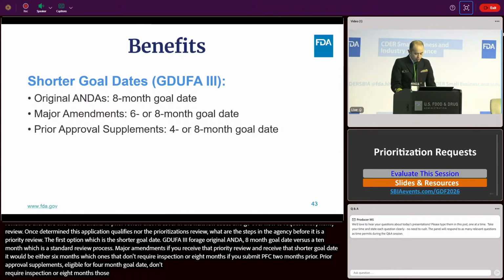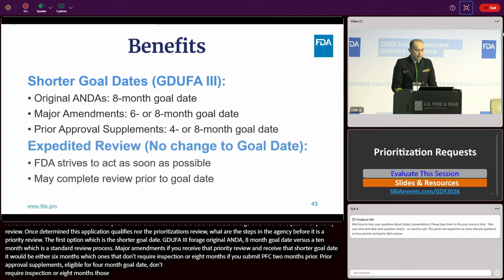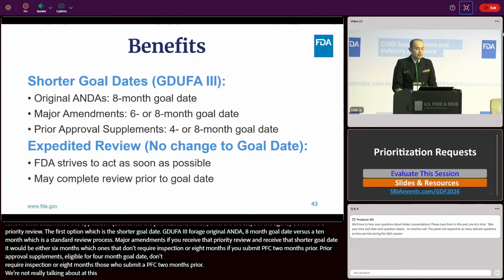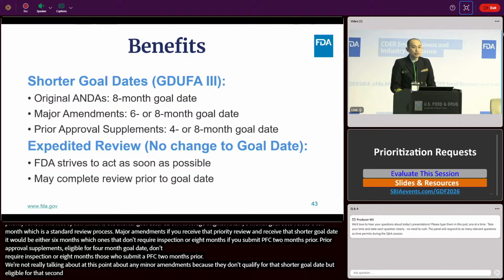I just wanted to also note here that we're not really talking about any minor amendments at this point, because those don't qualify for that shorter goal date, but they would be eligible for that second benefit, which is an expedited review. So that would mean that there's no change to the actual goal date, but FDA will strive to act as soon as possible, and they may complete the review prior to the goal date.